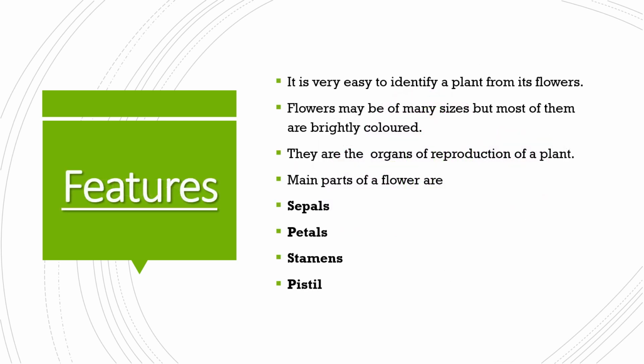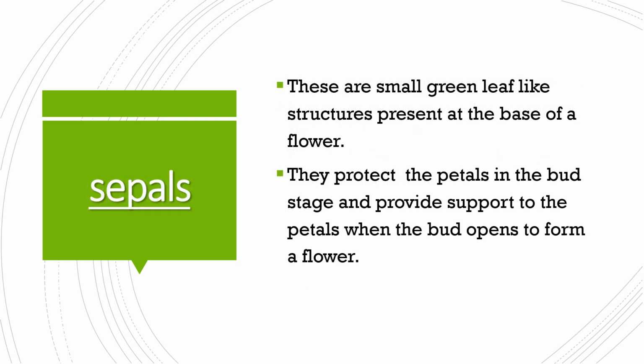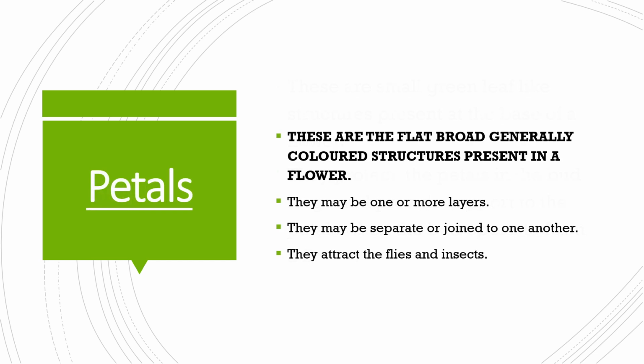Now, what is a flower? We have discussed that flower is the most attractive part of the plant. Now, these are the organs of reproduction of a plant. Main parts of a flower are sepals, petals, stamen, and pistil. What are sepals? These are the small green leaf-like structures which are present at the base of the flower. They protect the petals in the bud state or the young stage, and also provide support to petals when the bud opens to form a flower.